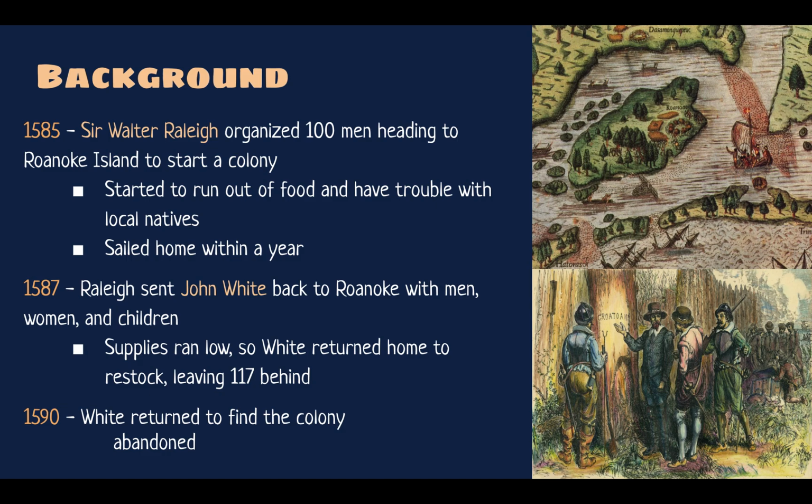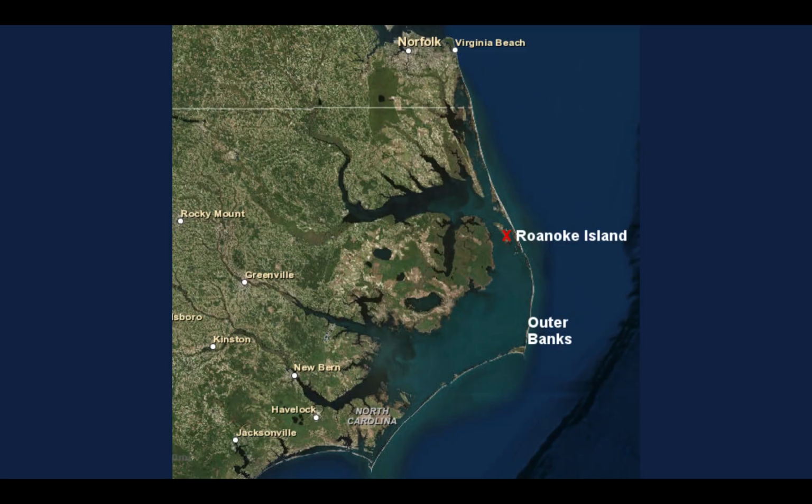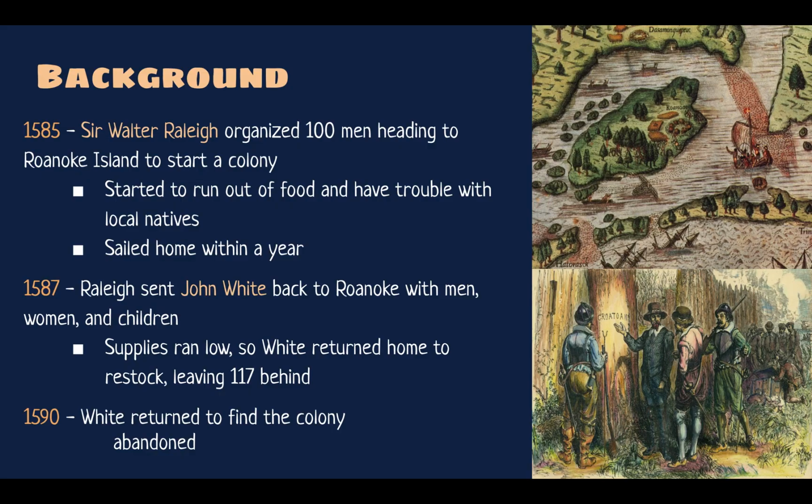So we're imagining that it's the year 1585. So we're almost 100 years after Christopher Columbus's first explorations. And a man named Sir Walter Raleigh is going to bring approximately 100 men toward a place called Roanoke Island to start a colony. Roanoke Island, if you've never heard of it, today is off the coast of North Carolina. It's a place that you can go and visit. If you've ever been to the Outer Banks, that's the general area.